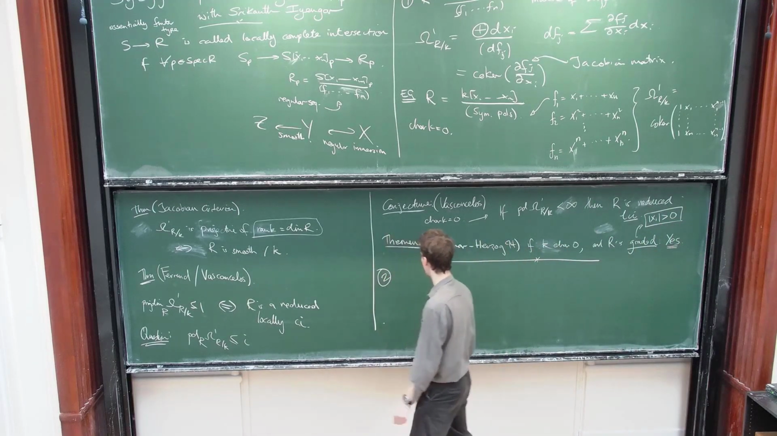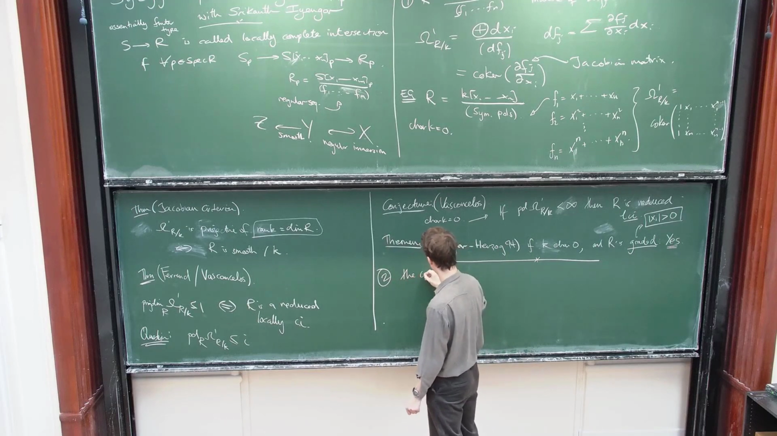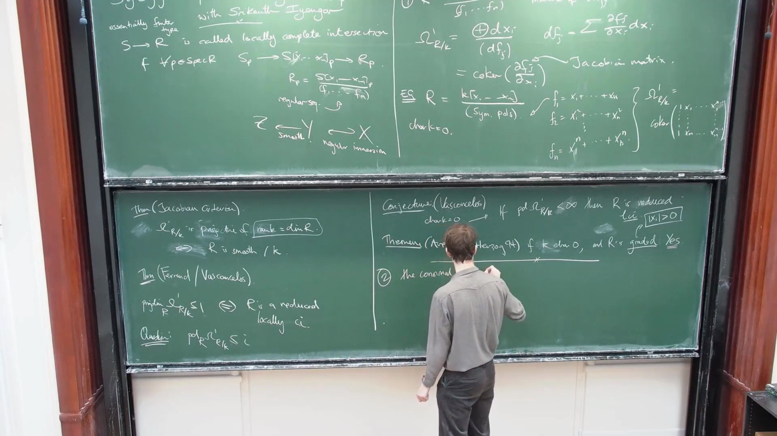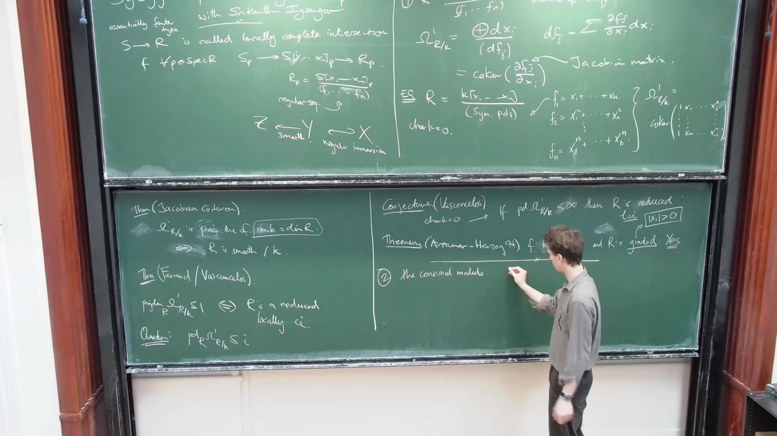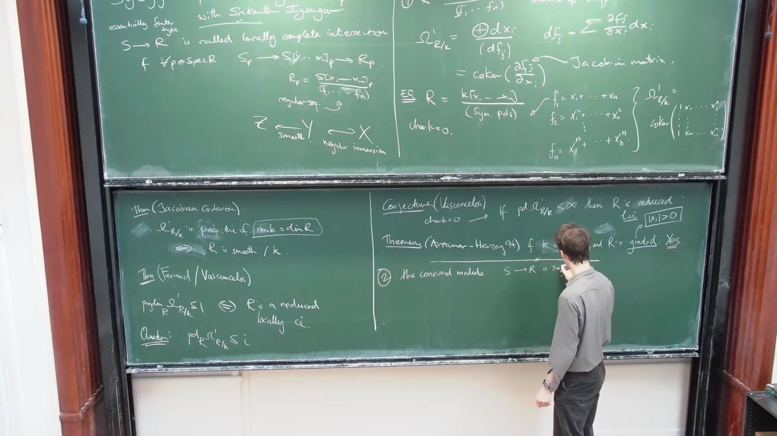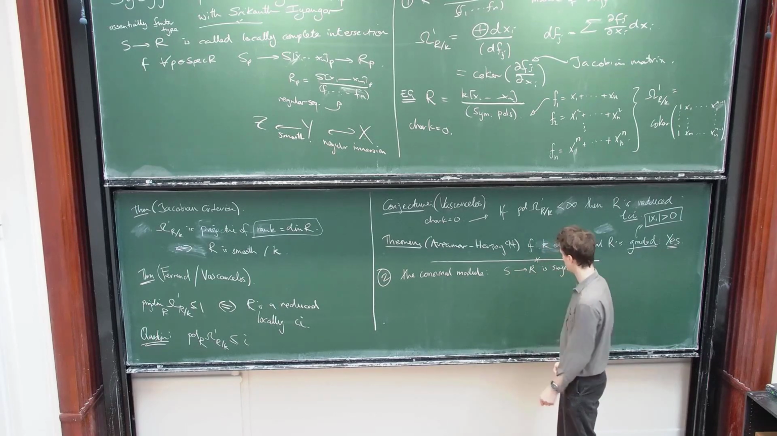Okay, so here's another invariant, the conormal module. This invariant works best if you assume that this map is surjective. And then it has some kernel I.